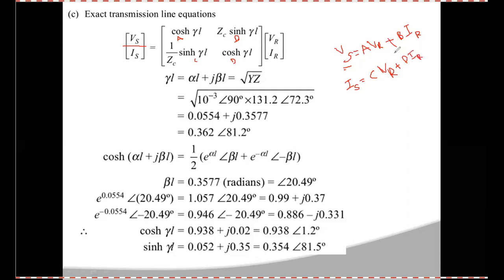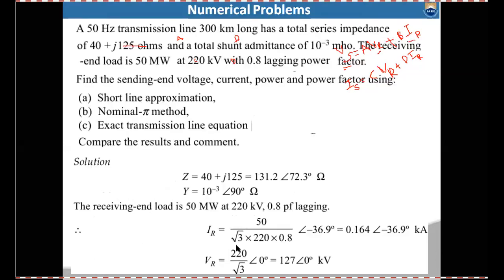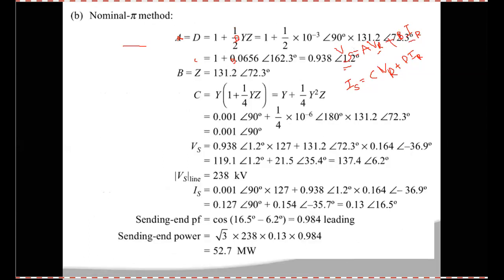Okay. So now you know the values of A, B, C, D, and you also know the values of VR and IR. We calculated them previously. VR value is 127 at an angle of 0 degrees. VR is the reference, so it is at an angle of 0 degrees. 127 is the phase voltage. And IR value is 0.164 at an angle of minus 36.9 degrees. Now you can calculate the sending end voltage and sending end current.